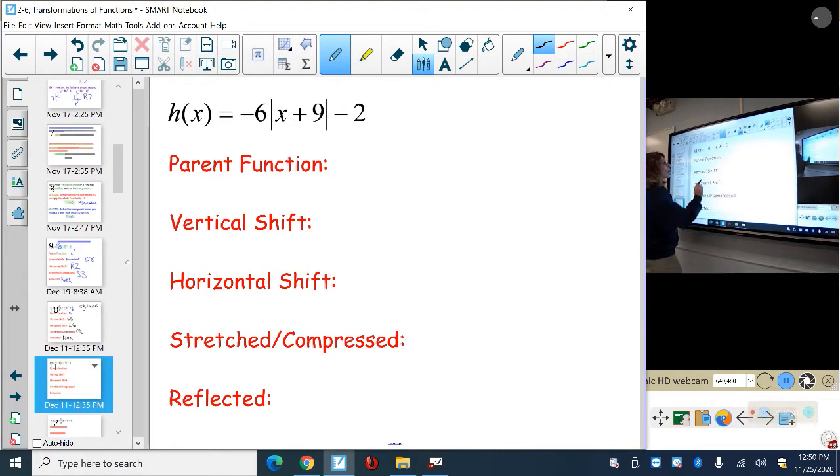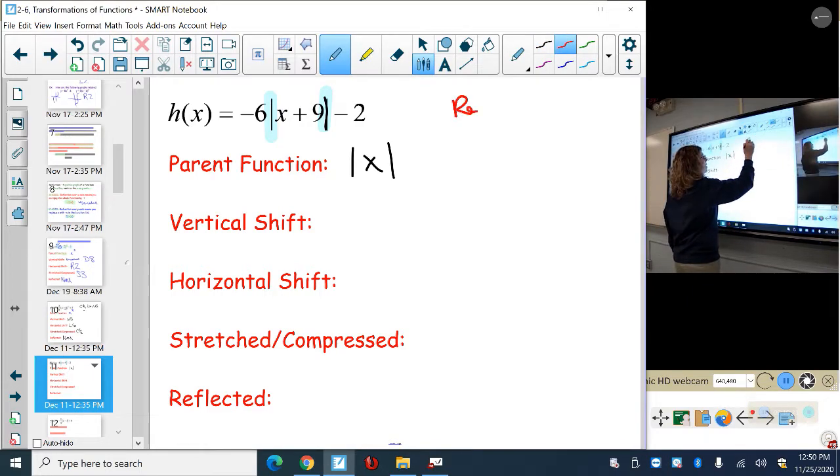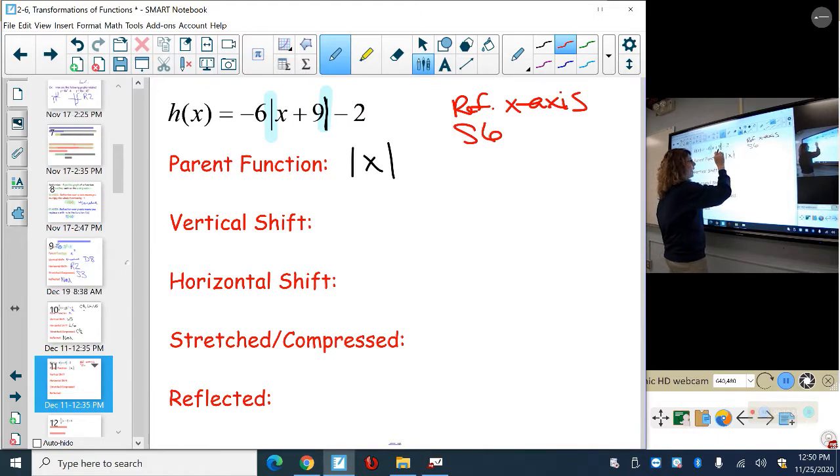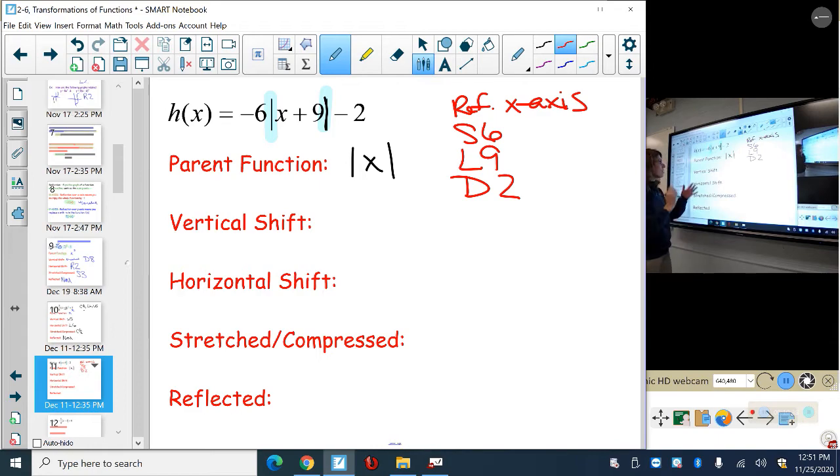Okay, same thing. Parent function this time. Look at those bars, folks. Those bars are what we're looking at, so that is the absolute value of x. Okay, so now it's negative. So that's going to be a reflection, and it's with the a value, so it's over the x-axis. The 6 is larger than 1, so it's a stretch of 6. Plus 9, it's going to the left 9 because it's opposite, and minus 2 is down 2.